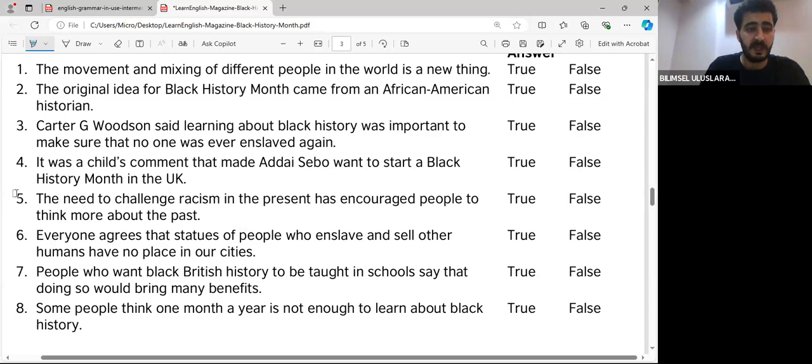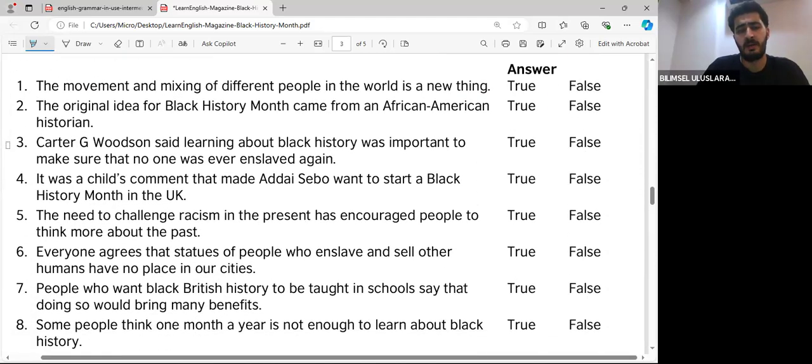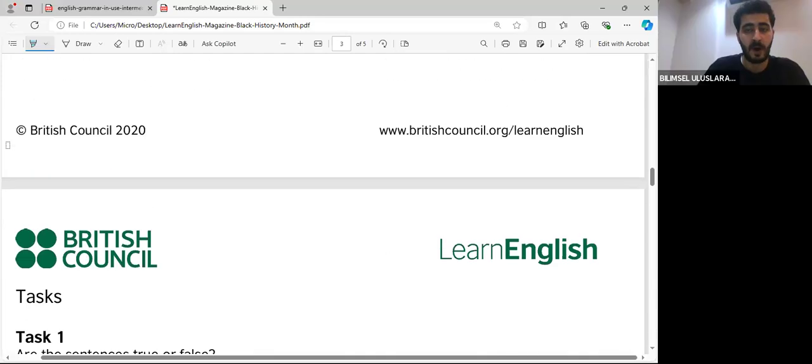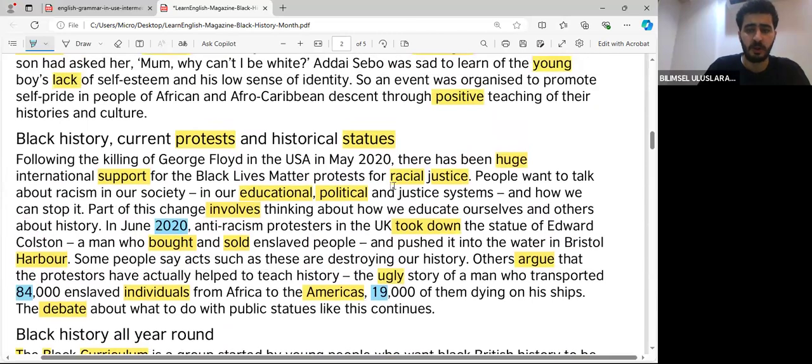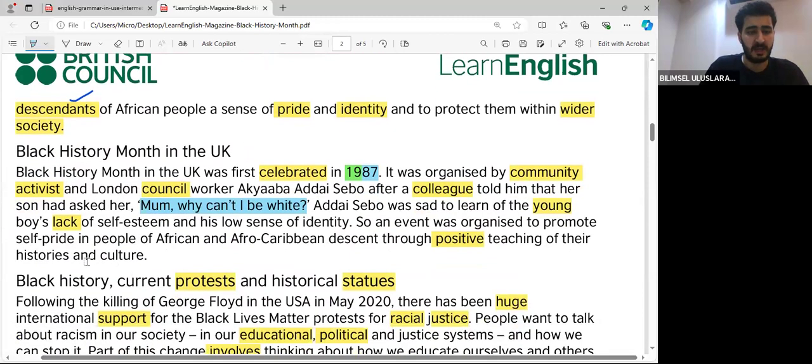Miss Rawan, number four. It was a child's comment that made Akyaaba Addai-Sebo want to start a Black History Month in the UK. I think it was true. Yeah, true. Do you remember what the little kid's comment was? He asked his mother why he can't be white. Bravo. Mom, why can't I be white? And his mother told her colleague at work this story, Akyaaba Addai-Sebo, who was a worker at London Council. And he started Black History Month in the UK because of this comment.